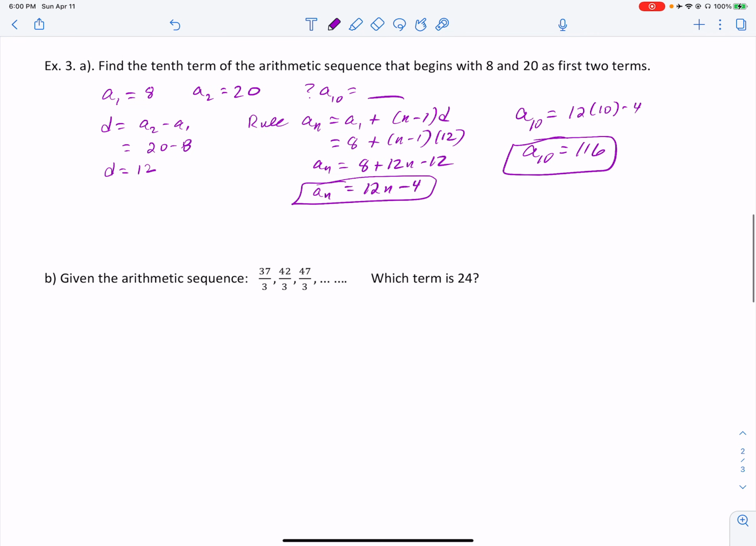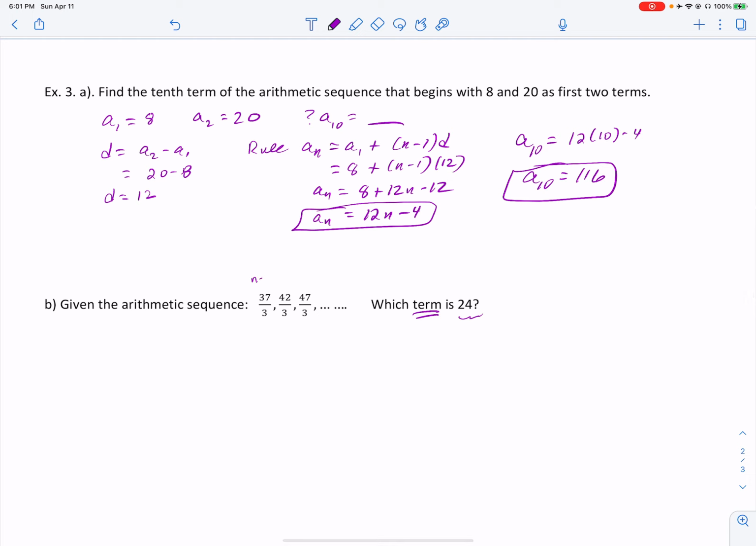And then just asking a little different. Given the arithmetic sequence, which term is 24? So they wanted to know which term, is it the 10th, the 11th, the 12th? They just want to know, this is when n is 1, this is when n is 2, this is when n is 3, and if I put 24 in the list, it's when n is what? What term number is 24?